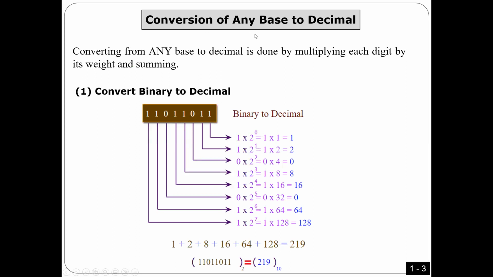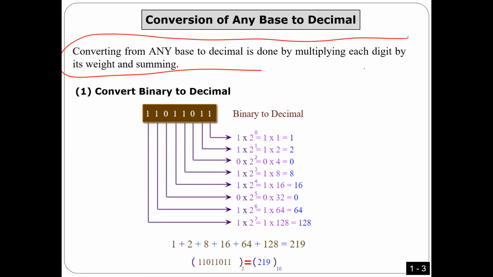So first of all, if you want to convert any base to decimal, I'm going to start with the conversion of binary to decimal. If you have this binary number, the approach is very easy. Look here, and this is valid for any base. Let's read this one. Converting a number in any base to decimal is done by multiplying each digit by its weight and doing a summation.